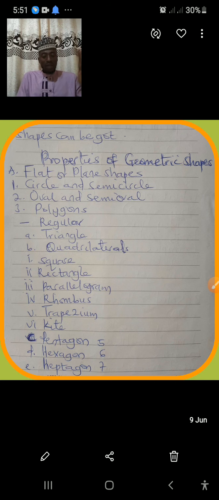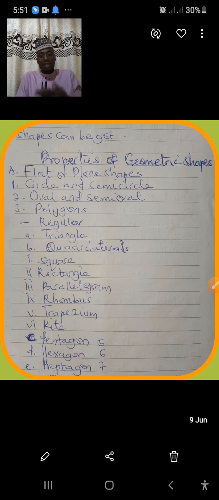So we have regular polygons. Regular polygons are polygons that have all the sides equal. Shapes that are more than three sides and the sides are equal, they are called regular polygons. While irregular are those ones that have unequal sides. One will be 5 centimeter here, one will be 4 centimeter here, one will be 3 centimeter here. So triangle is a polygon.